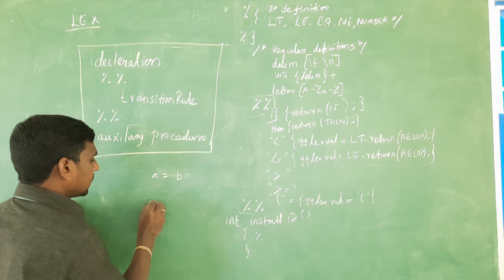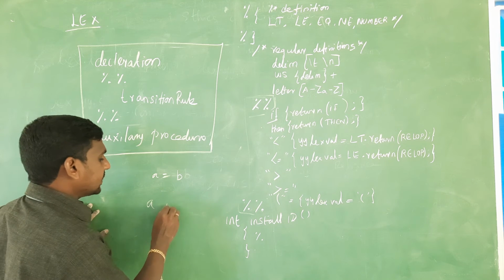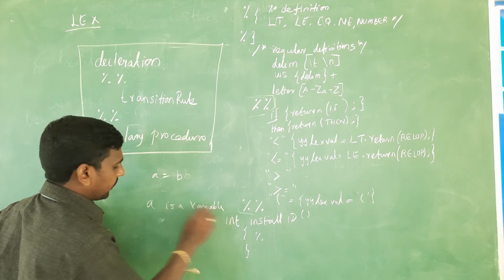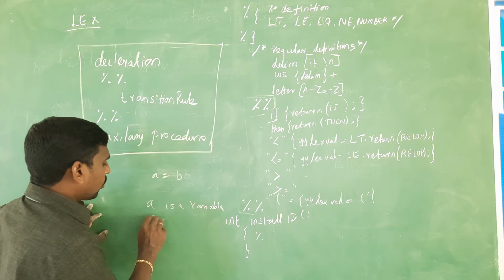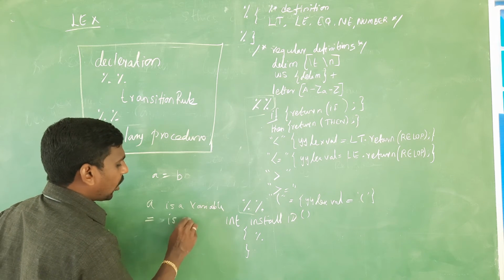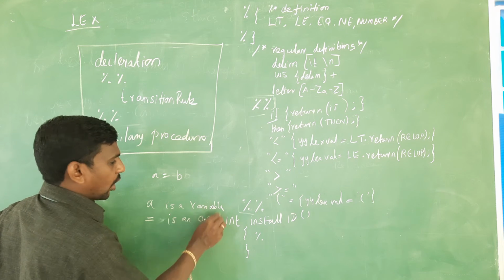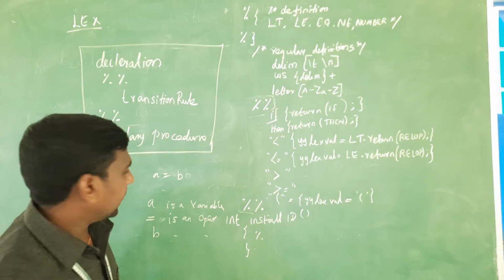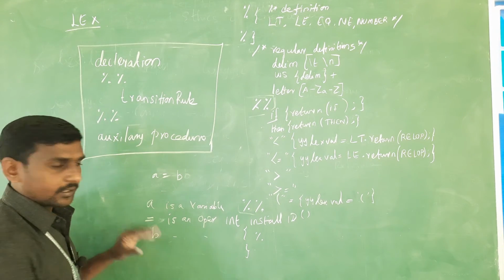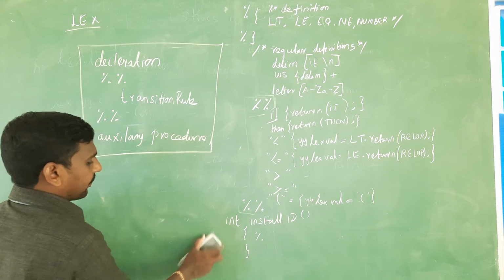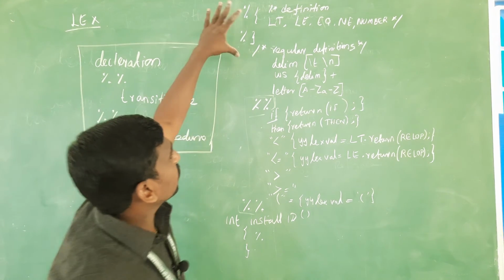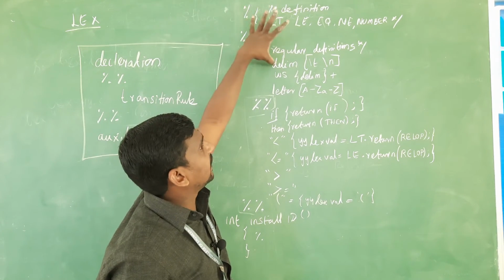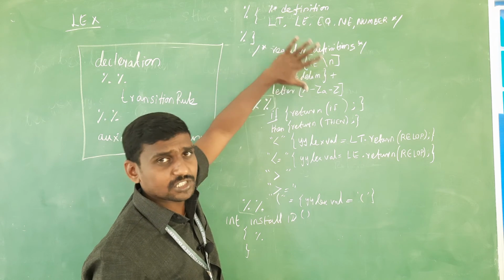The output tokens should tell: a is a variable. So this is the token. And equal to is an operator. B is a variable. Like that it should tell. This is the source program, this is the token. This is the aim of our program. Okay. First one, I told you, is the declaration: letter, delimiter symbol, regular definition. This is the regular definition.